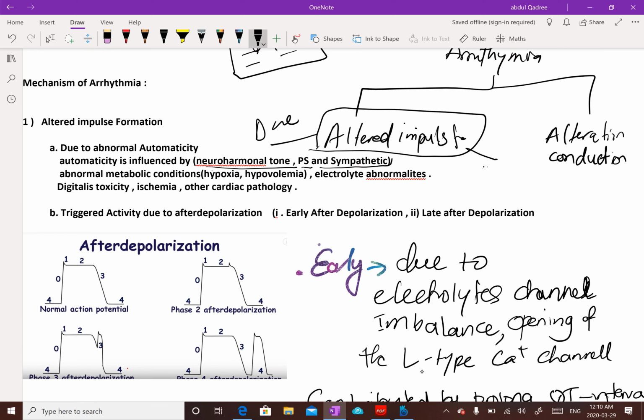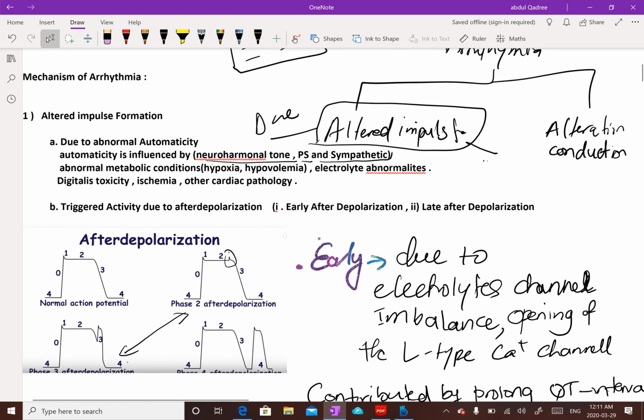But look at this. This is phase two, and phase three are known as the early after depolarization, because there's some sort of abnormality in the calcium, the electrolyte channels. For example, the L-type calcium channels, there's some sort of abnormality in there. And what happens is in this time, another impulse is generated, and it leads to the formation of an abnormal electrical activity of the heart.